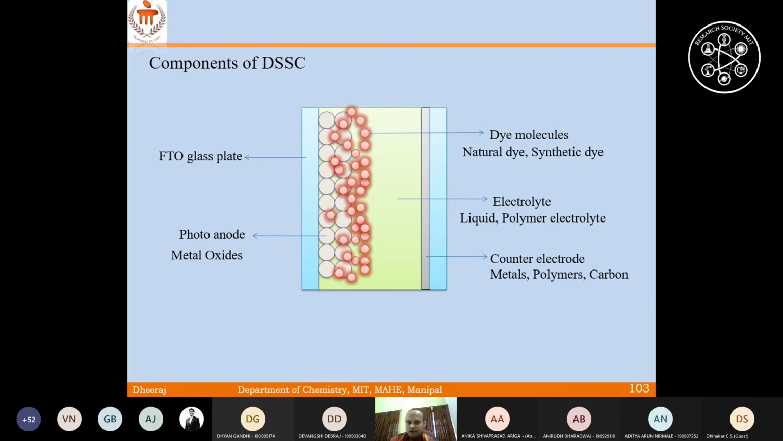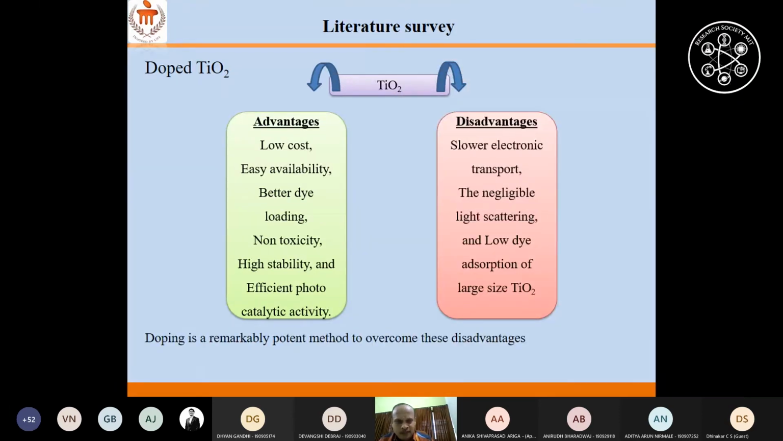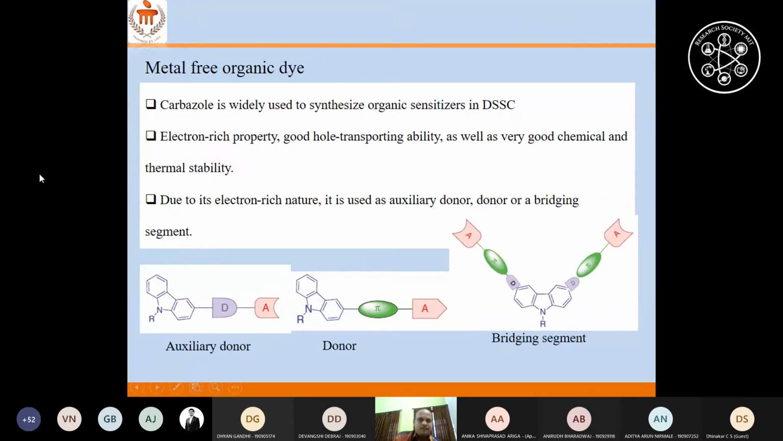So what we did, we have synthesized dye molecules, right? This is a simple precipitation technique. The way you synthesize copper, the same way titanium oxide. This metal-free organic dye we have synthesized for dye-sensitized solar cell fabrications.